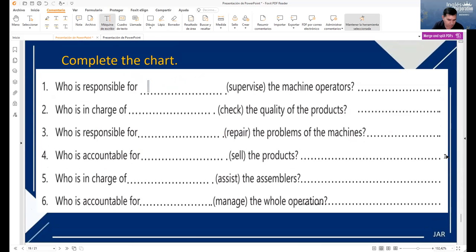Supervising. Who is responsible for supervising the machine operators? Who is in charge of checking the quality of the products? Who is responsible for repairing? Who is responsible for repairing the problems of the machines? We say for repairing the machines.